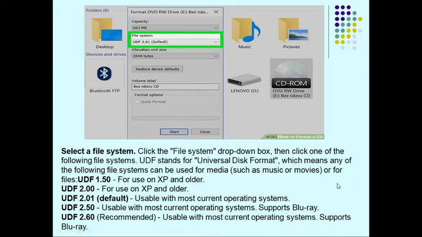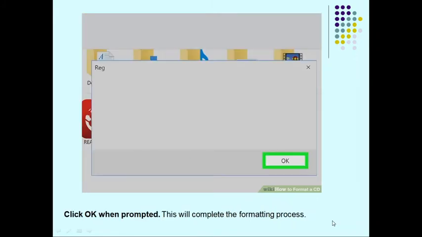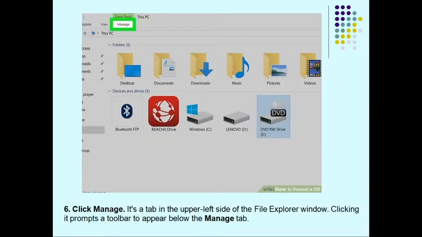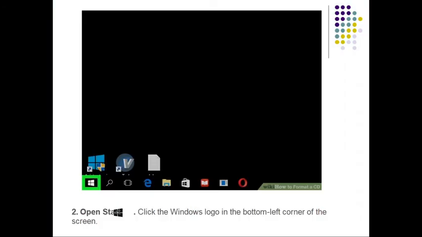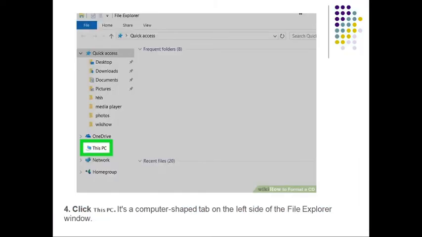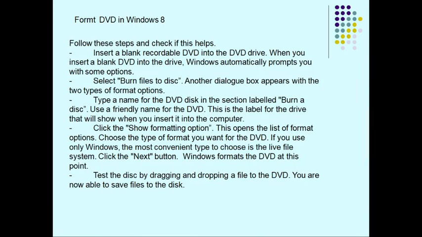In the Format dialog box, next click Start, then click OK. Doing so will begin formatting your CD for your selected file system. Click OK when prompted. This will complete the formatting process. Okay students, so these are the steps used in formatting the CD, DVD in Windows 10. I think you understood how to format a DVD or CD drive.